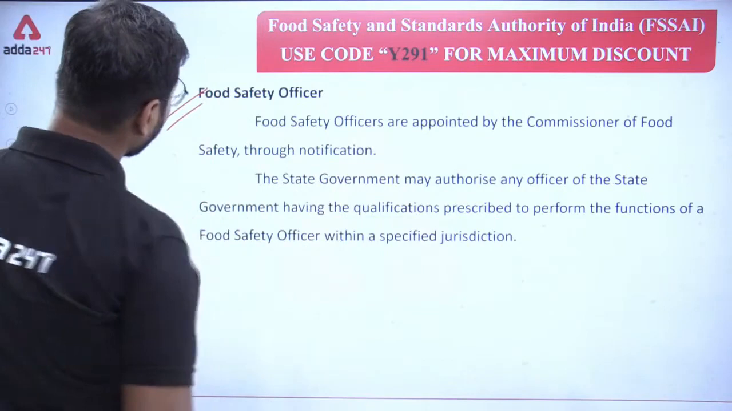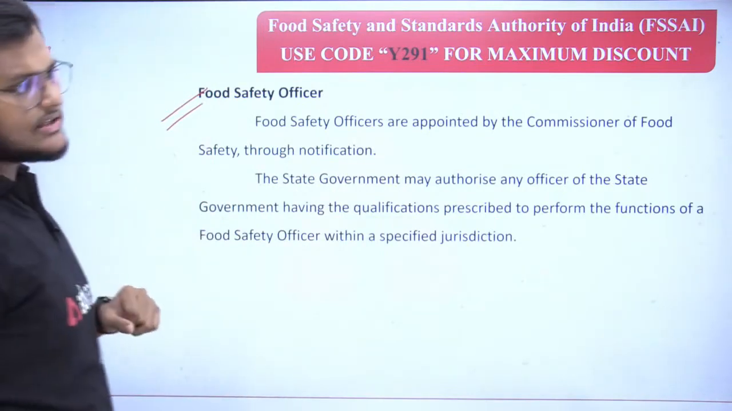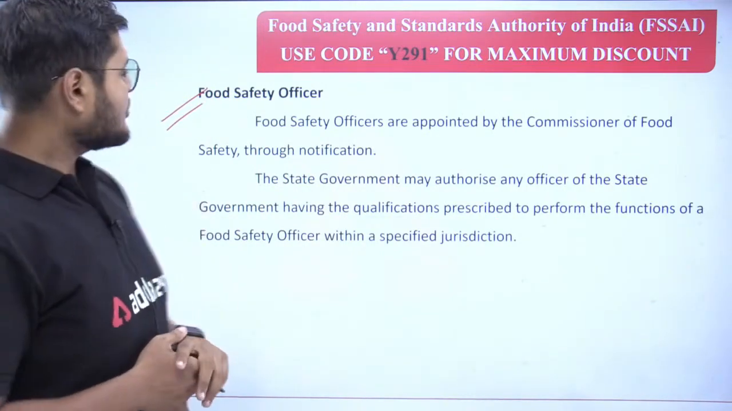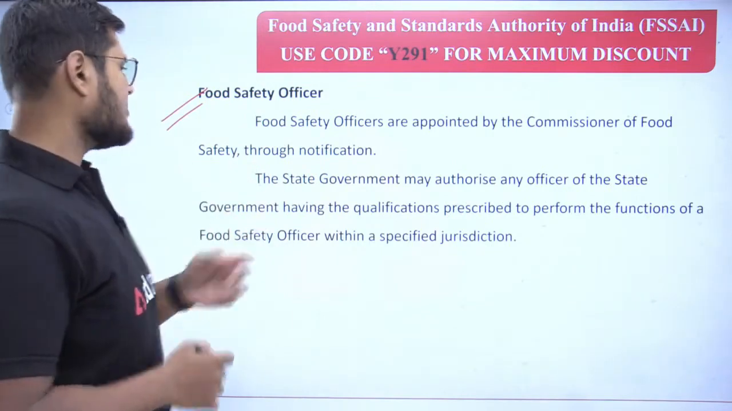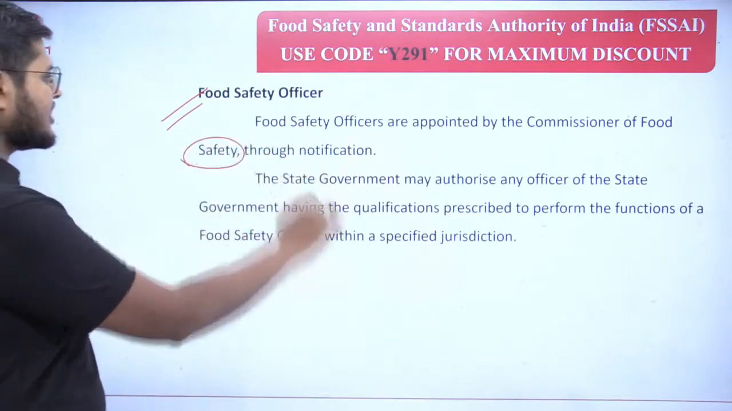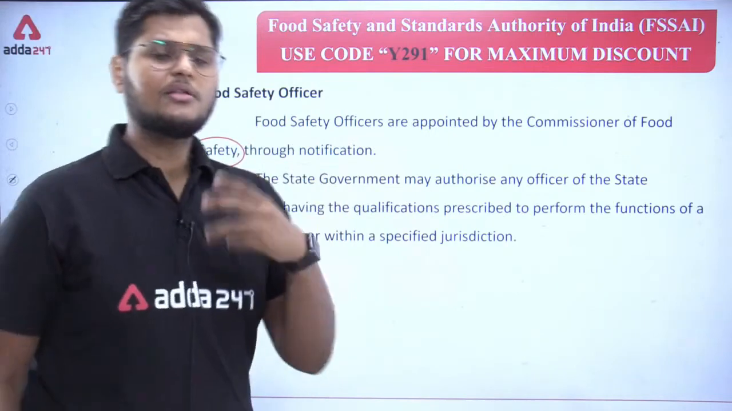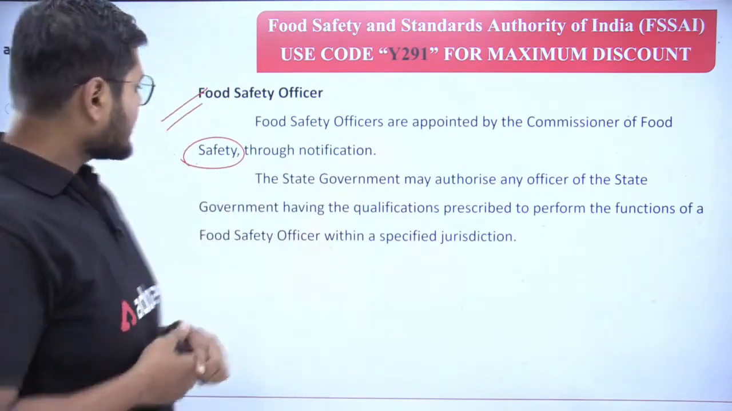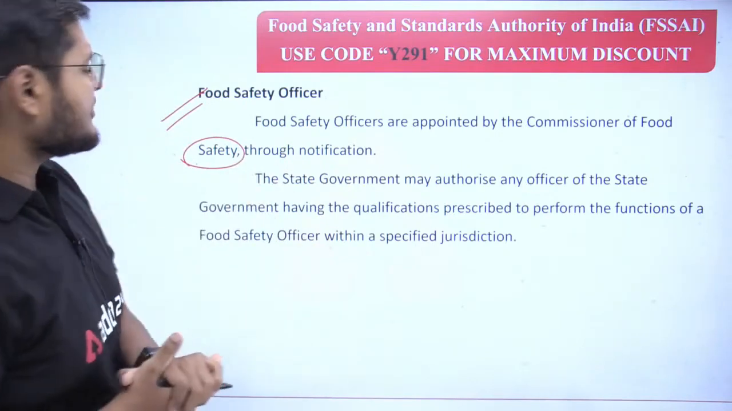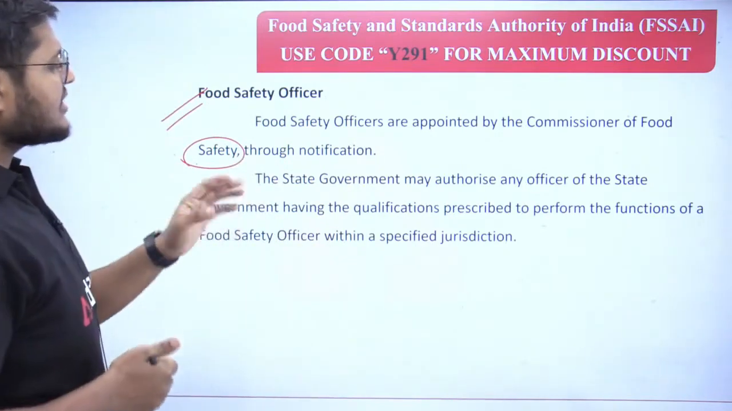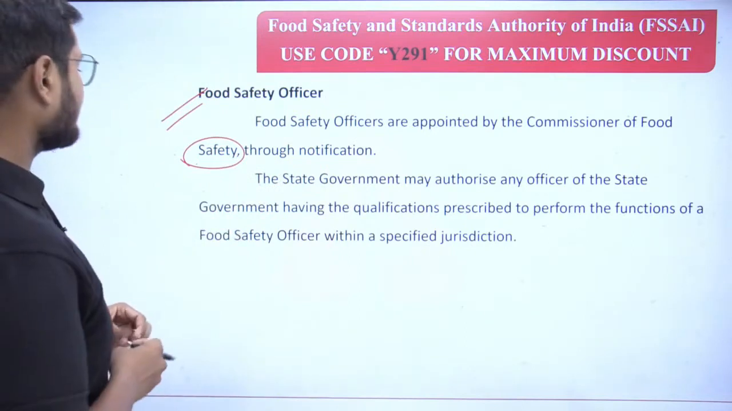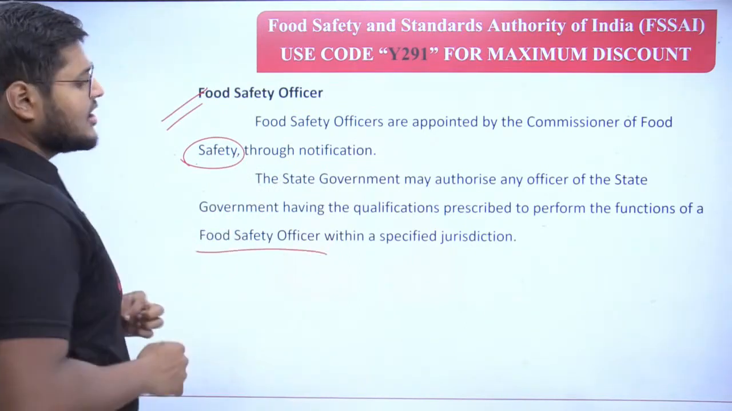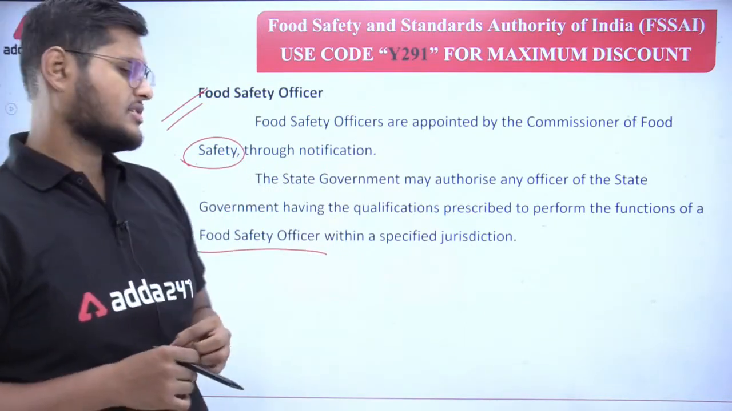Next topic, talking about the food safety officer. So what exactly do the food safety officers do? Food safety officers are appointed by the Commissioner of Food Safety through notification, for example, the way you people are going to be recruited to different posts. The state government may authorize any officer of the state government having the qualifications prescribed to perform the functions of a food safety officer within a specified jurisdiction.